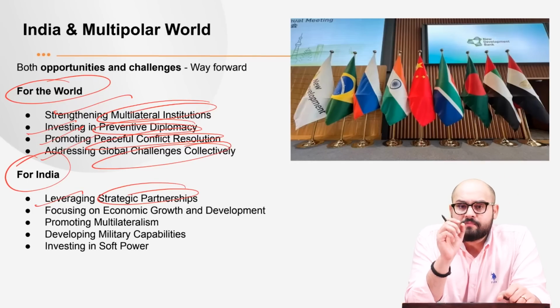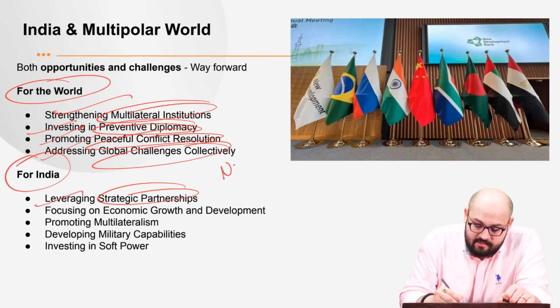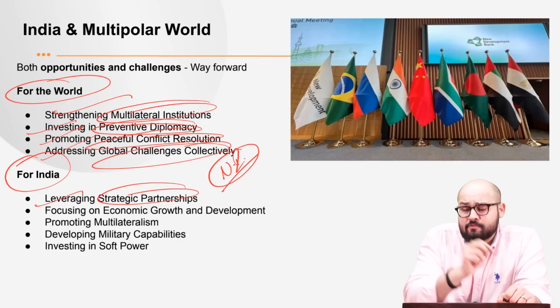So what we need to do is strengthen these partnerships. Let's say the partnerships we have with the US and with Russia, we need to strengthen them. And the base of these partnerships, the guiding light for India, should always be the national interest. Right? The national interest has to be supreme.